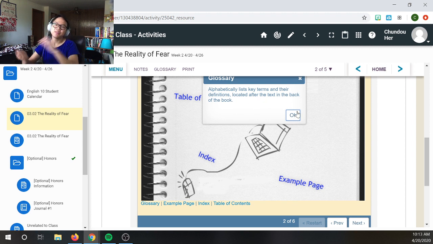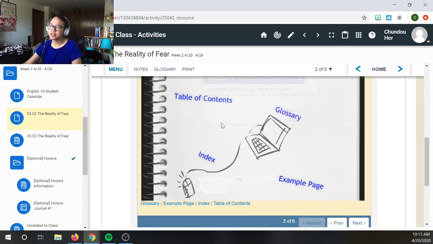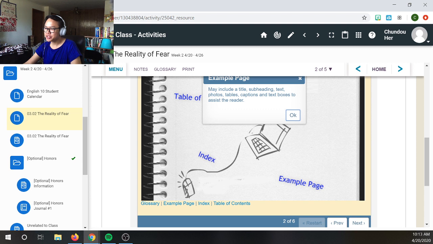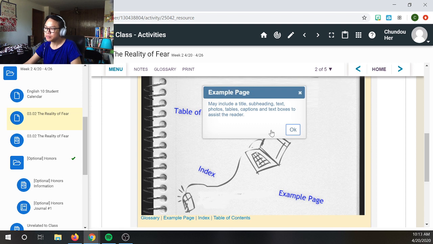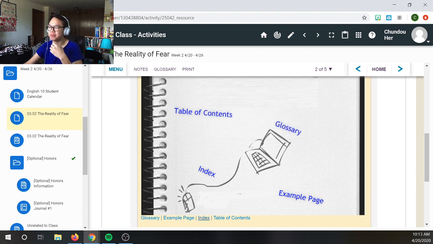So if you look at the back of most textbooks, there's going to be a glossary that defines all of the vocabulary words. Some of you may have used this in the past to make flashcards or note cards for yourself. Example page. So let's see, this may include a title, subheading, text, photos, tables, captions, and text boxes to assist the reader. What? I don't really know if that defines example page, but okay, sure.